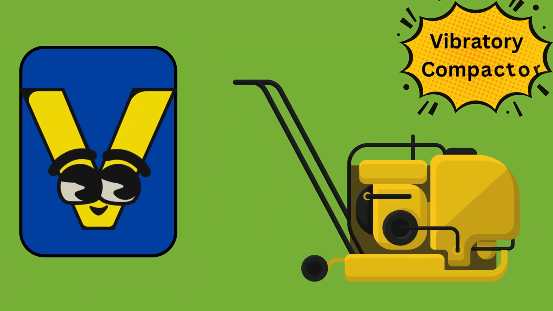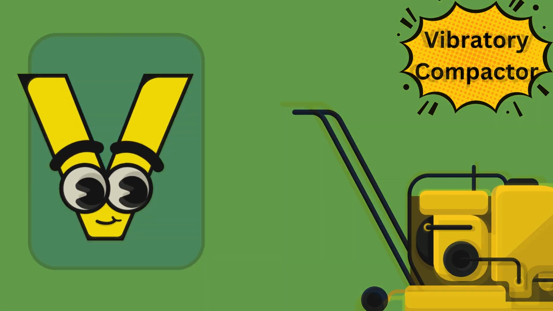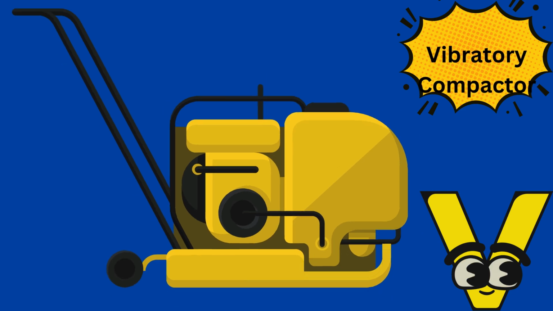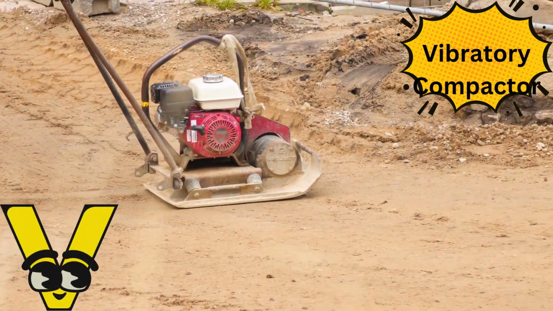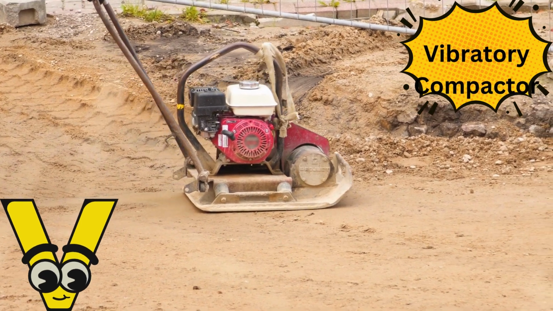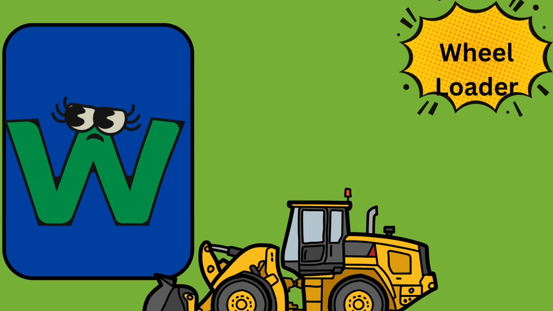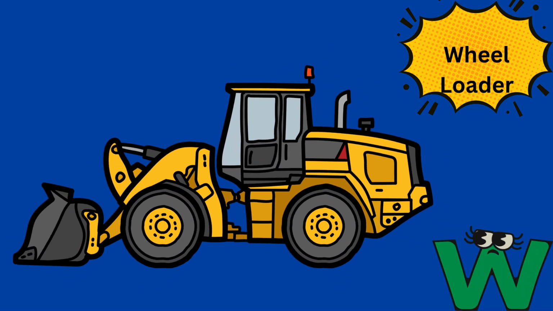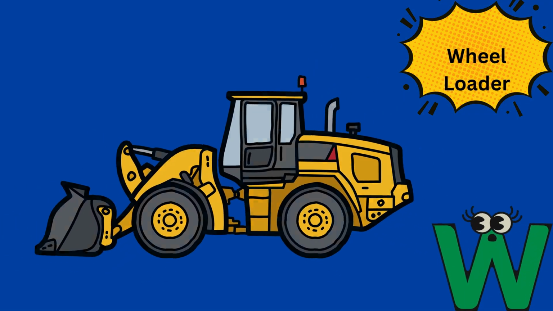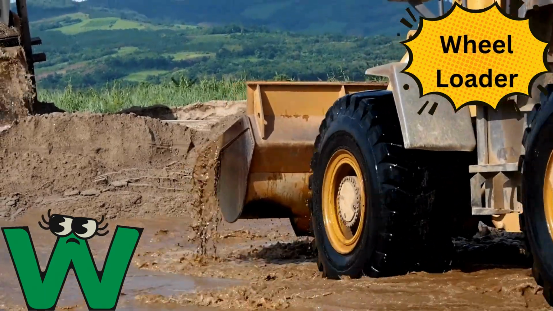V is for vibratory compactor, pressing dirt to make ground stronger. W is for wheel loader, lifting rocks so spinning power, lifting rocks like a brave soldier.